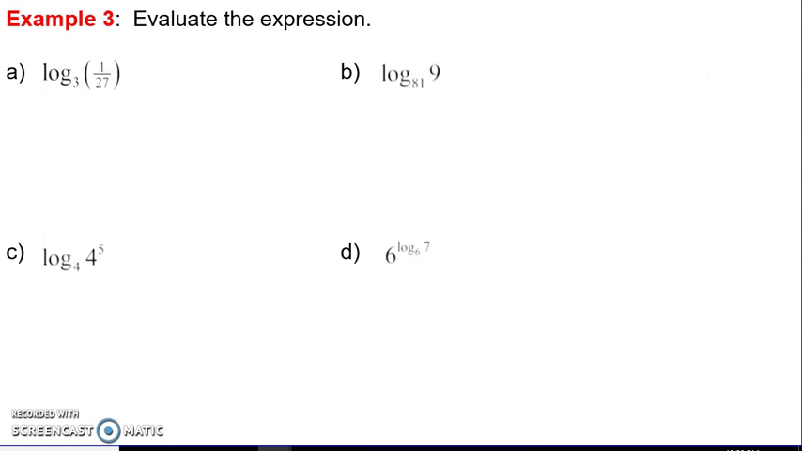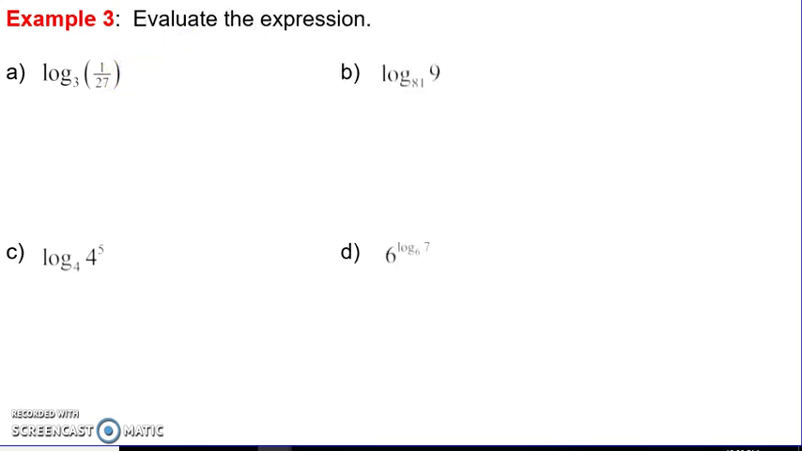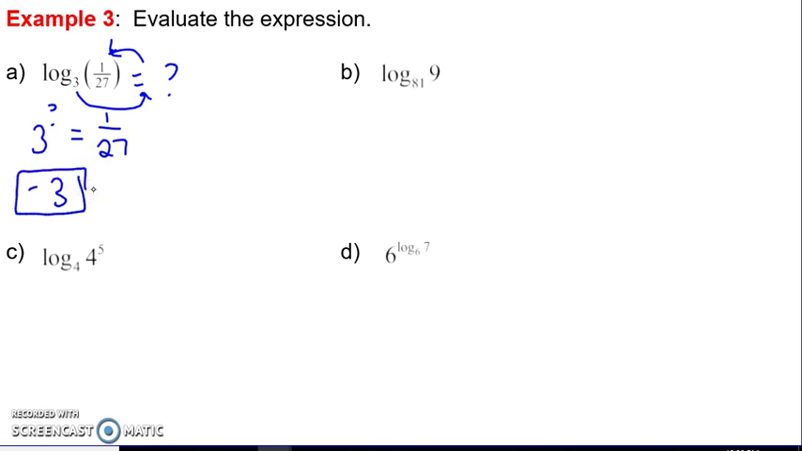Okay, so example 3 says evaluate the expression. Log base 3 of 1/27 is going to equal what? So we want to think about what this will equal. I like to put a question mark when I set them equal to each other, just so I know what I'm looking for. If I do the rotation here and change it to an exponent, I have 3 to what power equals 1 over 27. I know automatically that 3 to the -3rd power gives me 1/27. So that's what it would equal.